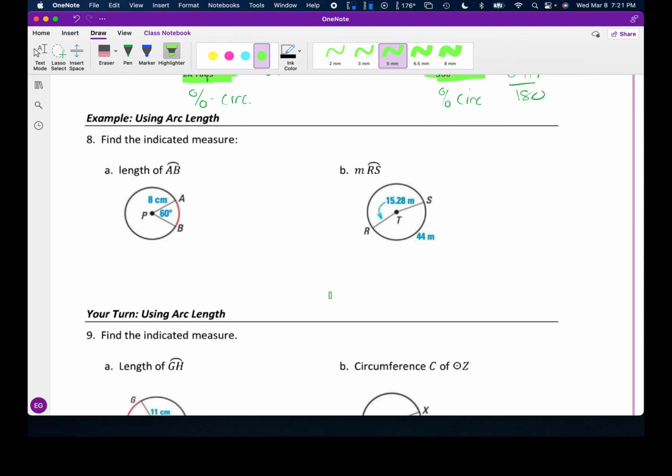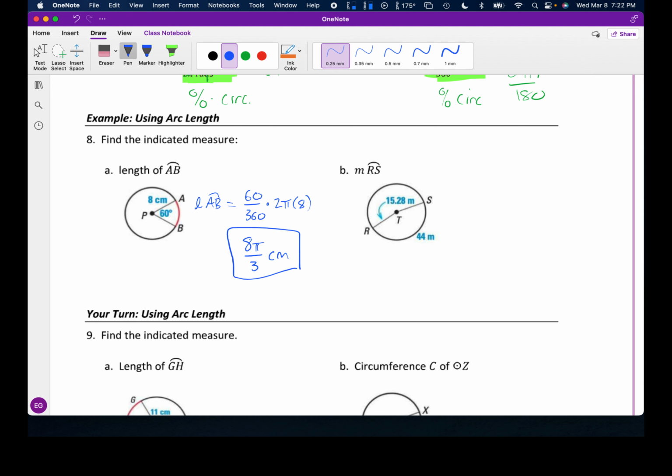So doing example 8a, we have the length of AB. I'm going to just abbreviate, not using proper geometry terms at all, but the length of AB is going to be 60 out of 360, so I'm using the angle that creates AB's arc, times the circumference, so times 2 pi 8. And then I just put this in my calculator, everything but pi, so 60 divided by 360 times 2 times 8. It's going to give me a decimal. I'm going to convert it back into a fraction, and then I'll add my pi value back in, and don't forget my units, because they're talking about an actual distance here. So I would get 8 pi over 3 centimeters.